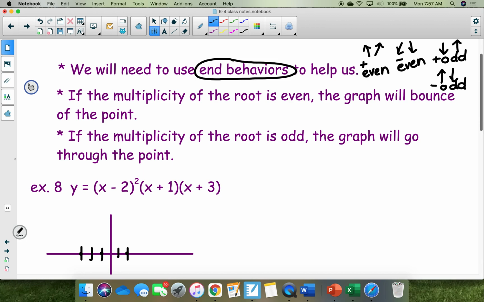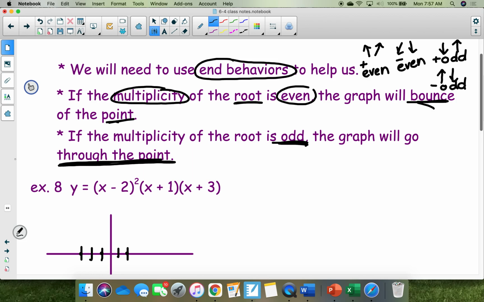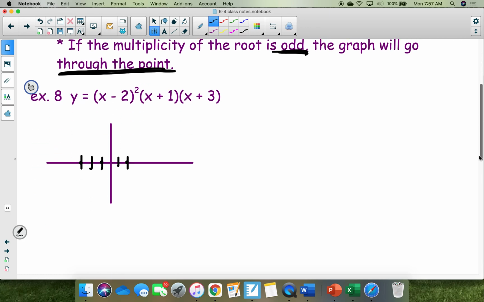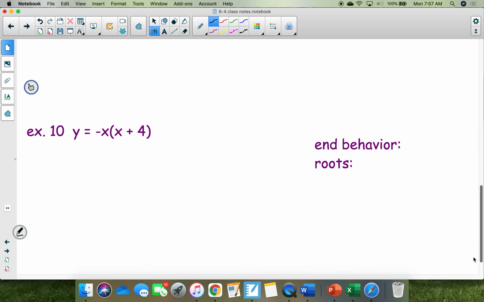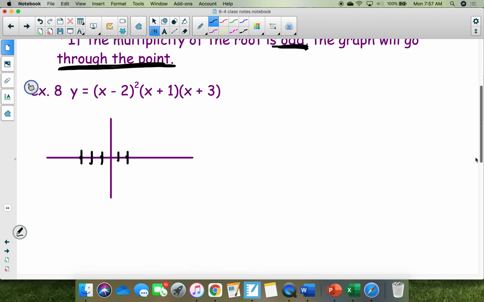That's one thing. You also have to know the multiplicity and its roots, and if it's an even or an odd. And if it's an even root, it's going to bounce off of the point. And if it's an odd root, it's going to go through the point. So this is very long and confusing. That's why we're going to end up doing 3 of these to help you understand. So if I were you, I would do all of these exactly the same way, this last part. So here we go.